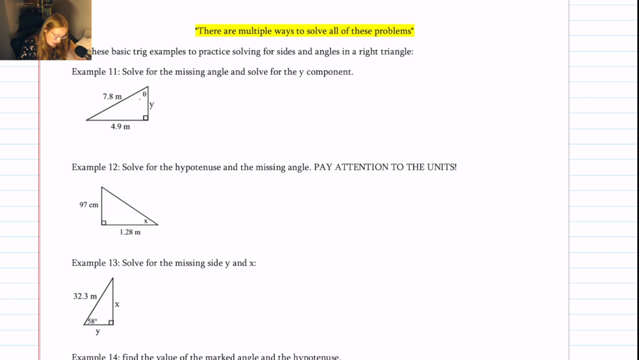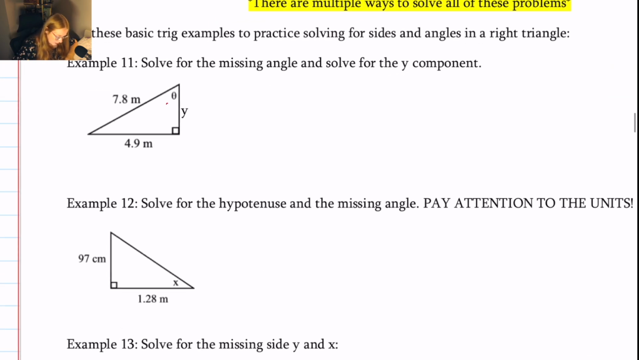And there's another caveat. There are multiple ways to solve this problem. So if you use Pythagorean theorem, great. If you end up using the trig functions, also good. You should still get the same answer because they're both based on the same theories. I'm going to try to use mostly trig functions because that's the whole point of doing this lesson, is to teach you trig. But if you do Pythagorean theorem instead, you should get the same answer. Okay, so let's look at example 11. Solve for the missing angle, which is right there, and solve for the y component.